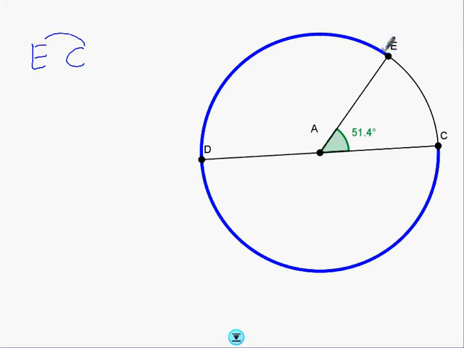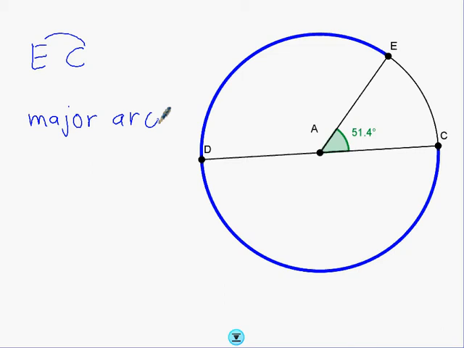This is also an arc, except it goes almost the whole way around the circle. So instead of a minor arc, because it's more than halfway, we call it a major arc. You may have detected at this point that there's a problem. We've already used the term arc EC.